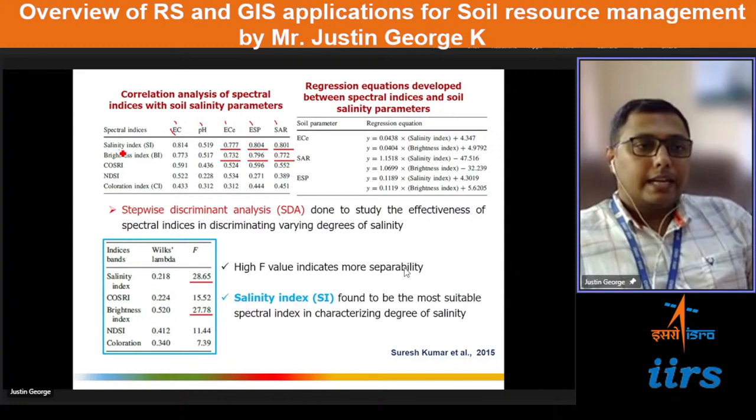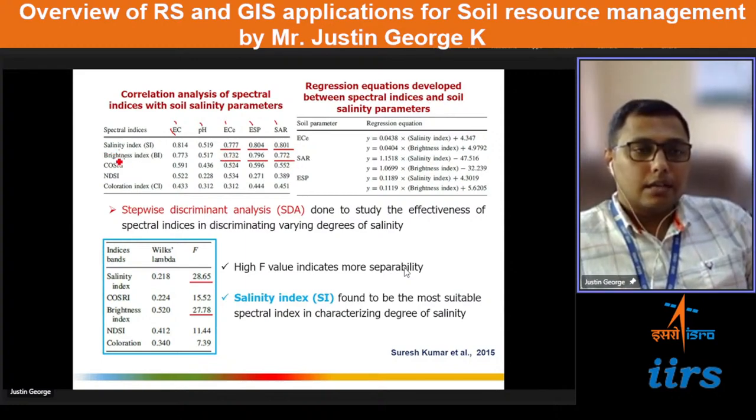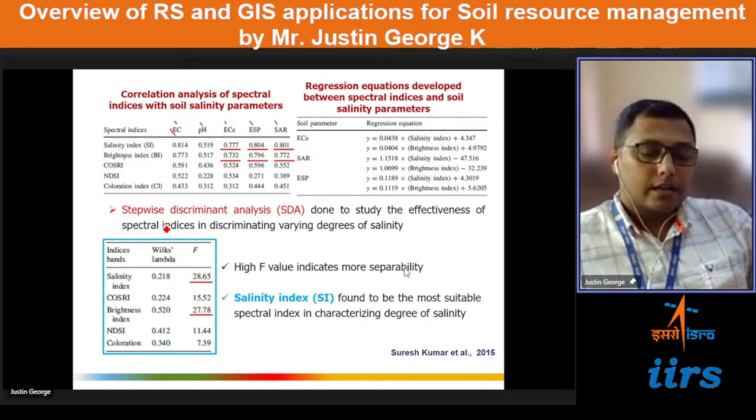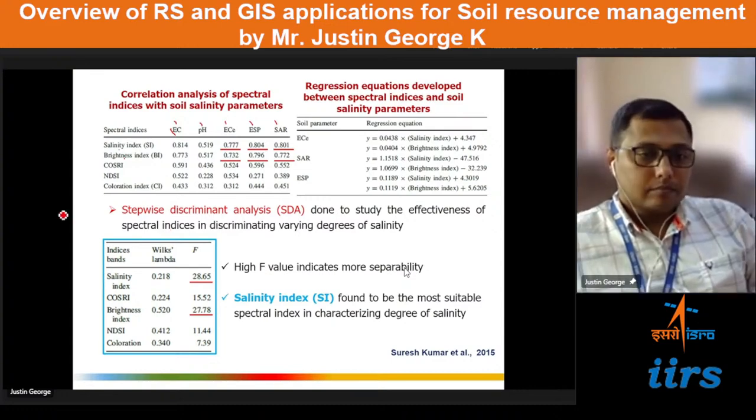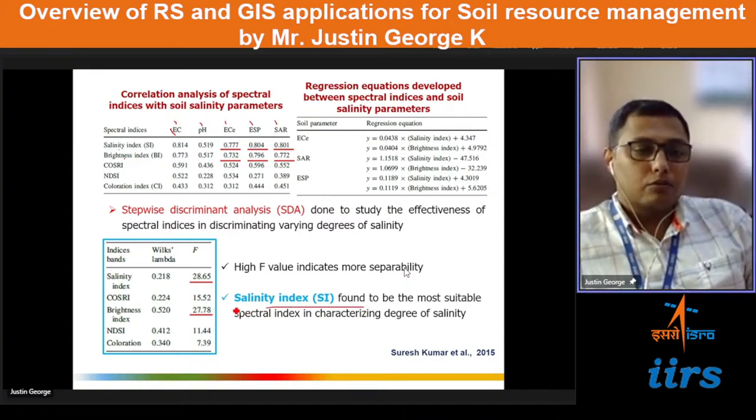So the salinity index as well as the brightness index were found to have the highest correlation, and these two indices were also examined using a stepwise discriminant analysis to study the effectiveness of these spectral indices in discriminating different degrees of salinity, not only salinity, but within the salinity itself, whether it is slightly saline, moderately saline, severe or very severe salinity. Among these, the salinity index was found to be the most suitable index in characterizing the degree of salinity.